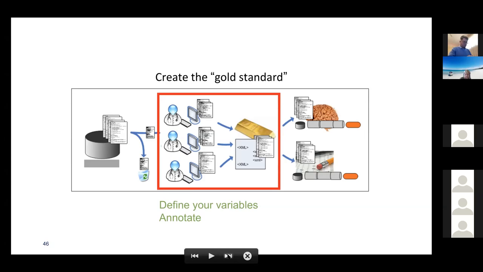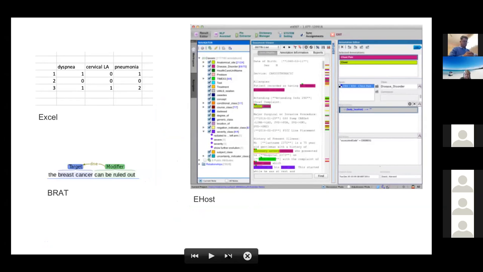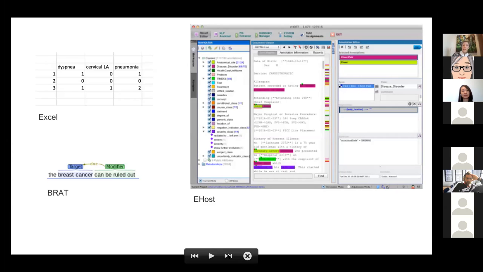When you annotate, there are a lot of different tools out there that you could use. If you're looking at the document level like we were, does this document represent a fever, you could use Excel and just put ones and zeros in there. But if you're looking at the sentence and trying to identify the mentions of it, then you need a special tool, and there are various tools out there for doing that.